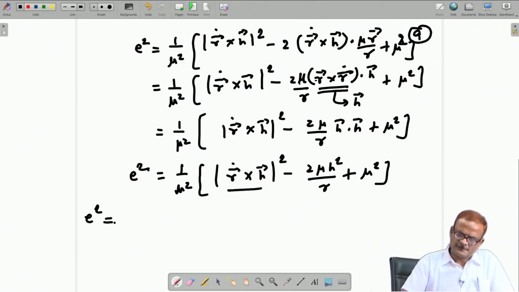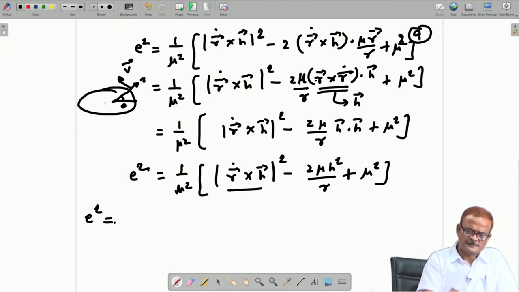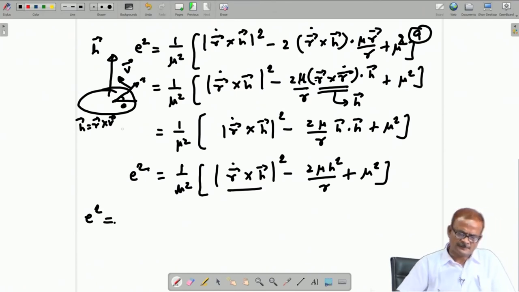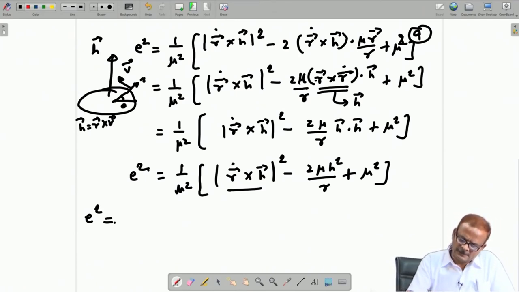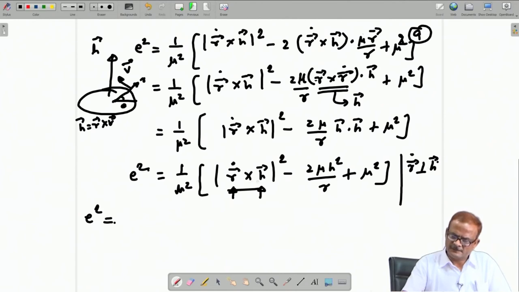Now, we have to evaluate this quantity. If you remember, in the orbit, if this is the r vector, this is your theta, the v vector will be here and the r vector is here in this direction, and perpendicular to this orbit the h vector is located. So, h equals r cross v, so it is perpendicular to both v and r. That means the angle between r dot and the h vector is 90 degrees, and therefore r dot is perpendicular to the h vector, and the sine will be sin 90 degrees.